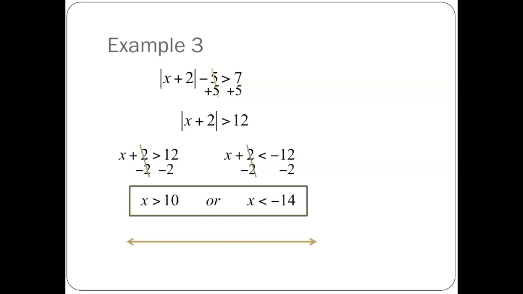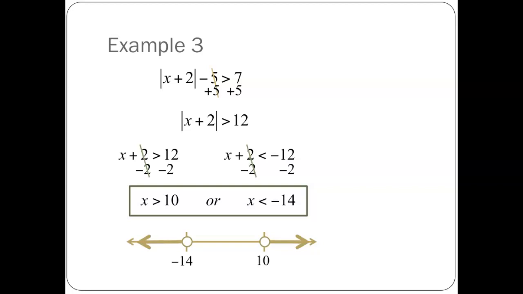Now let's graph this, so we'll put 10 and negative 14 on the number line. From this inequality, we know that these are strictly greater than or strictly less than 10 and negative 14. So these are going to be open circles. And then we're going to shade everything to the right of 10 and everything to the left of negative 14. So we're shading away from each other in this disjunction.